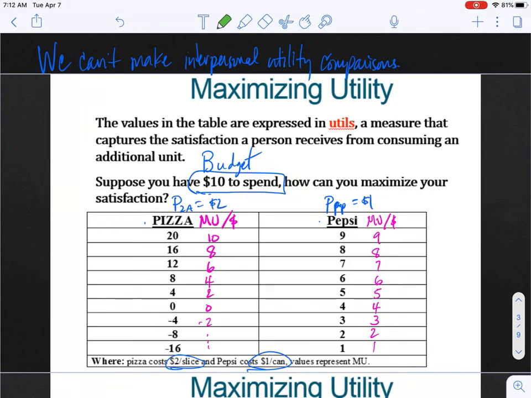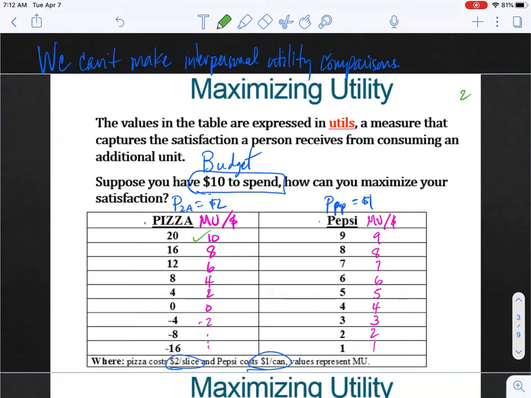Well, the thing that gives me the most bang for my buck: pizza gives me 10 units of happiness per dollar. Pepsi gives me 9 units of happiness per dollar. What am I going to buy first? The pizza, right? So I'm going to spend $2 on the pizza. So let's keep track of my spending. I'll just write that over here on the side. I spent $2. Now, what do I buy next?